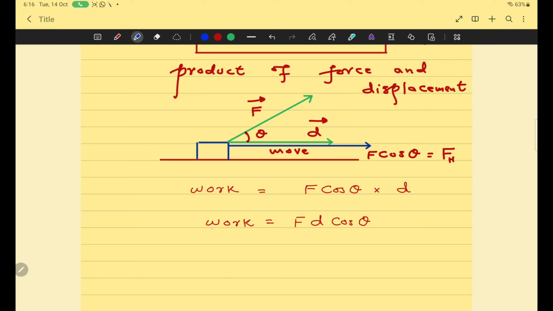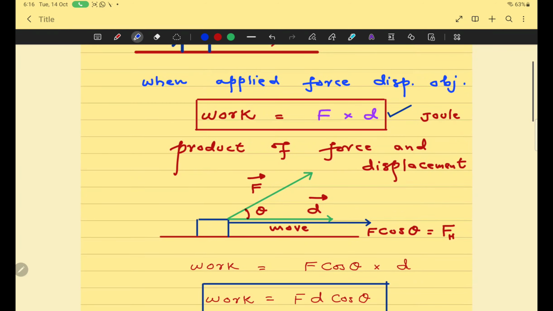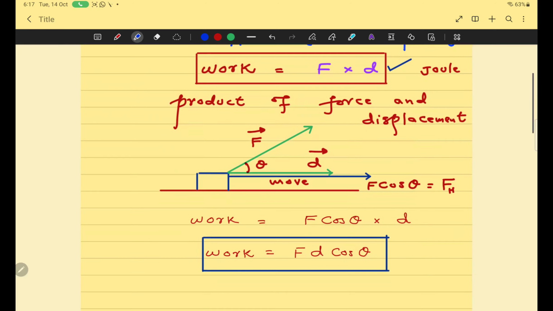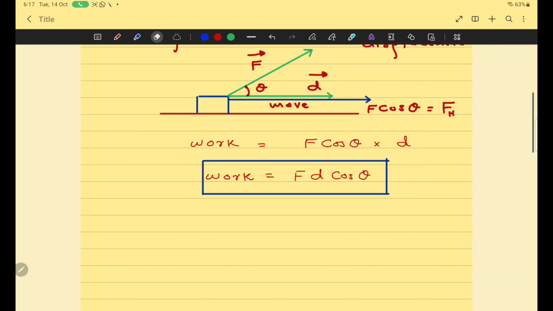And now it is the second formula of today's class. If force is already parallel to the direction of motion, then the equation is very simple, F into d. But if force is making angle theta, then we resolve into horizontal component, and the horizontal component of force is multiplied with displacement. So the second formula of today's class is F d cos theta. It is the equation of work done.